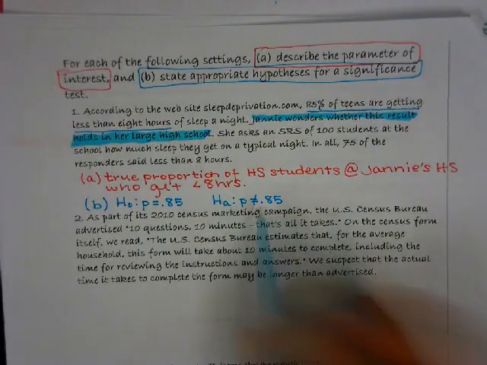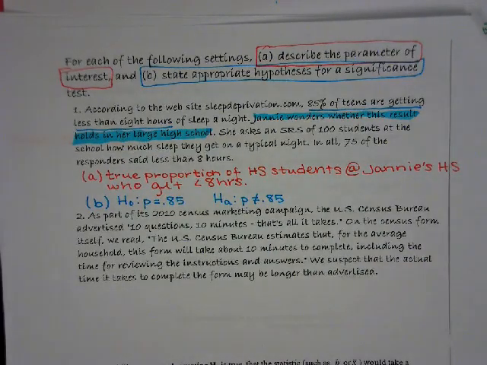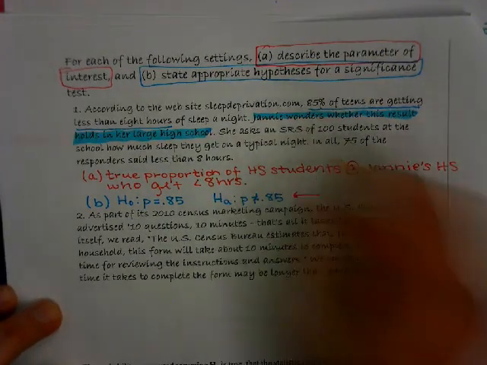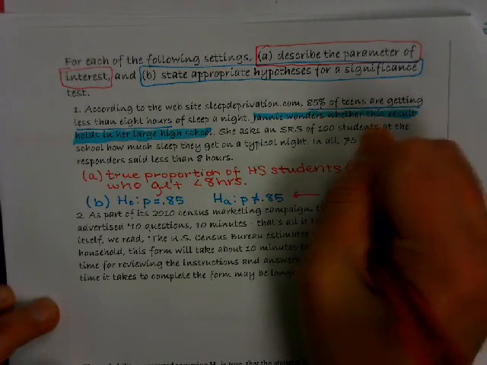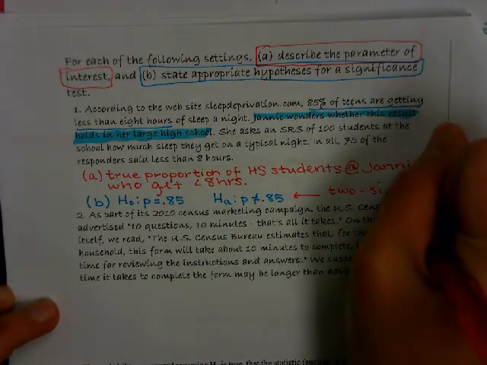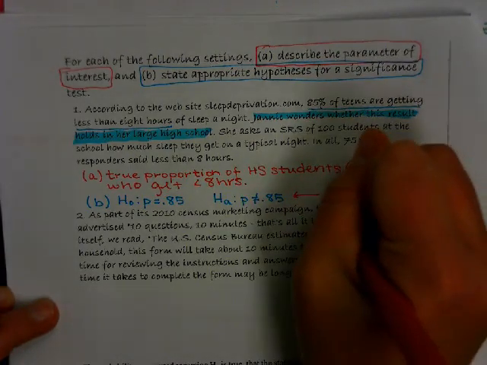If we were to carry out this significance test, this is what we would call a two-sided significance test, because we have to test P being less than 0.85 and P being greater than 0.85.